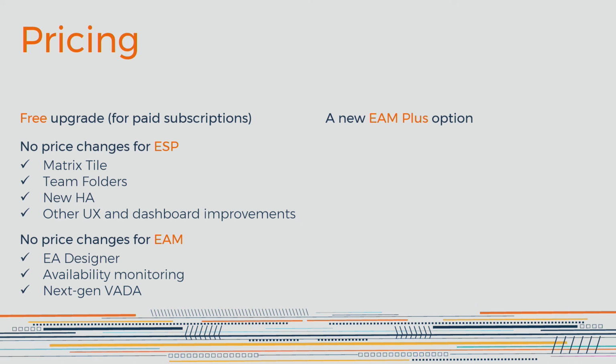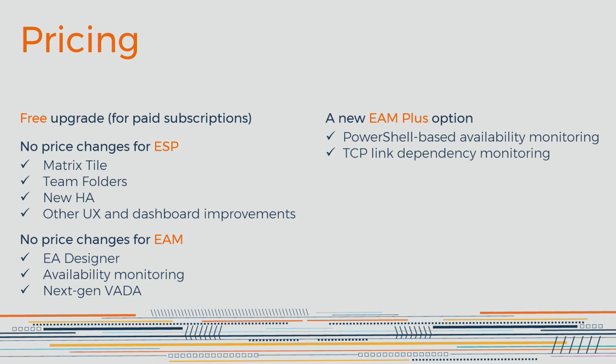We are introducing a new EAM Plus option. So if you have EAM, you can also do an add-on for the EAM Plus. And we've just pulled in some of those features that are a little bit more difficult to get up and running and work with. So PowerShell-based availability monitoring, the TCP link dependency monitoring that I showed in the demo, and the end user availability reporting. Those three features are only available in the EAM Plus option.